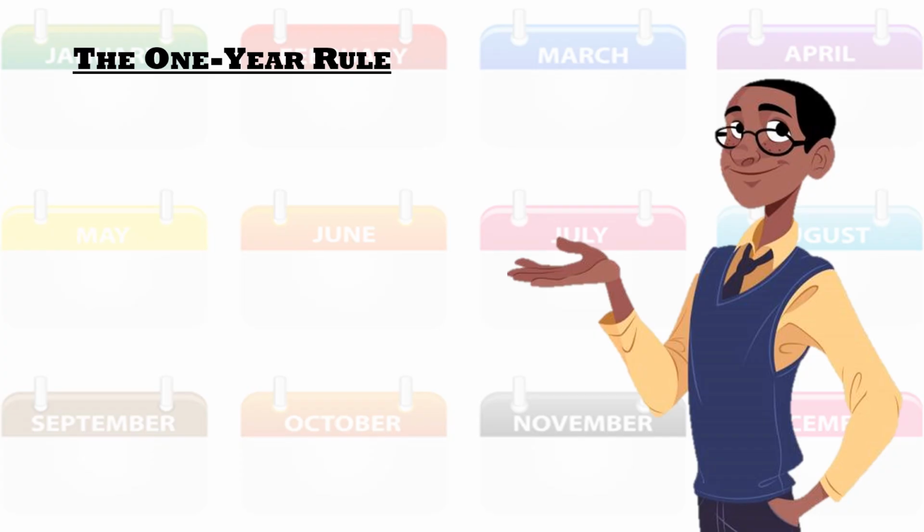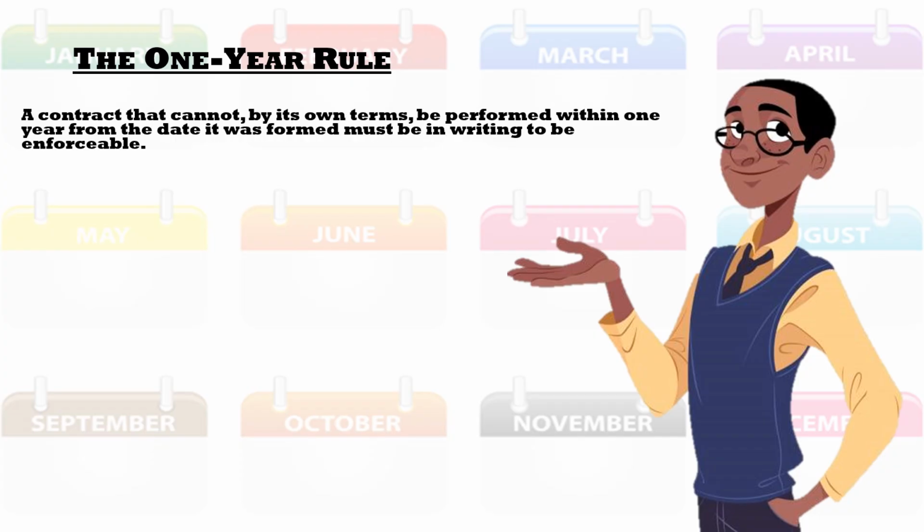The 1-year rule is next. A contract that cannot, by its terms, be performed within 1 year must be in writing to be enforceable. Now, cannot means impossible. Cannot means under no circumstance can it be performed within 1 year. That's what cannot means, right? If there's a possibility it could be performed in a year, it doesn't have to be in writing, right?